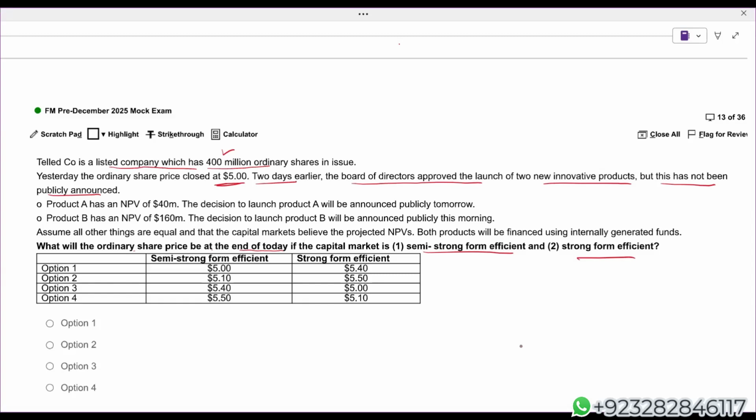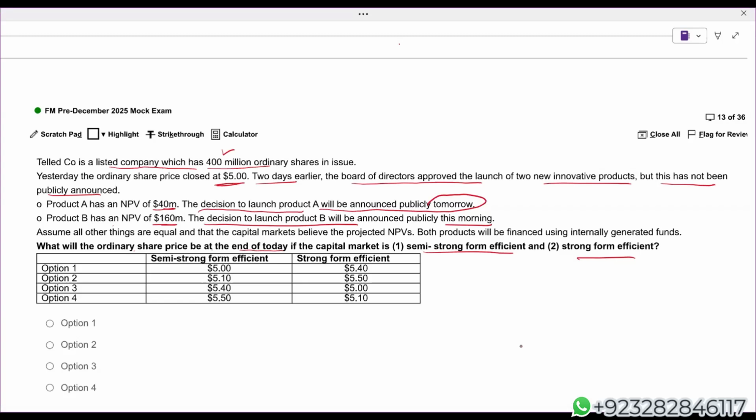Product A has an NPV of 40 million. The decision to launch product A will be announced publicly tomorrow. Product B has an NPV of 160 million. The decision to launch product B will be announced publicly this morning. So when early in the morning you announce that product B's NPV will be 160 million, its impact will come in your share price today because you are deciding early in the morning.